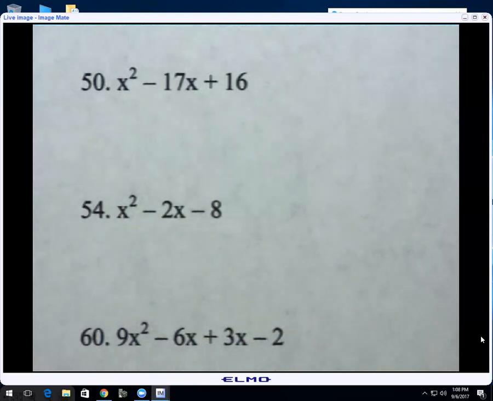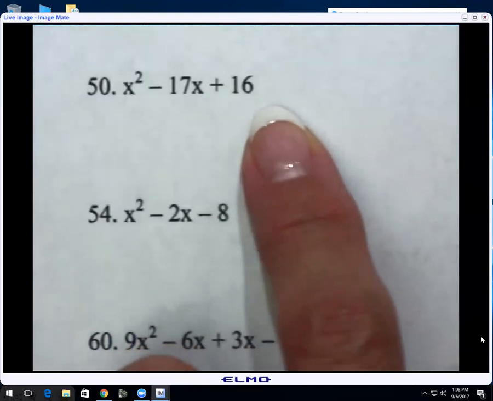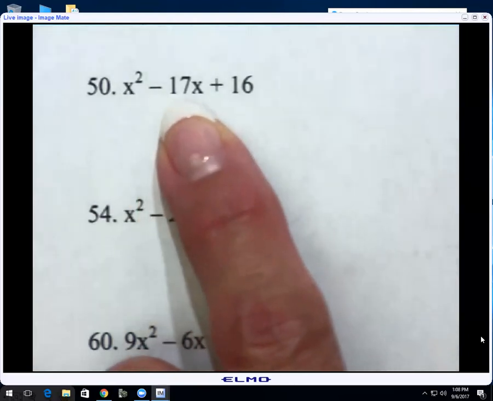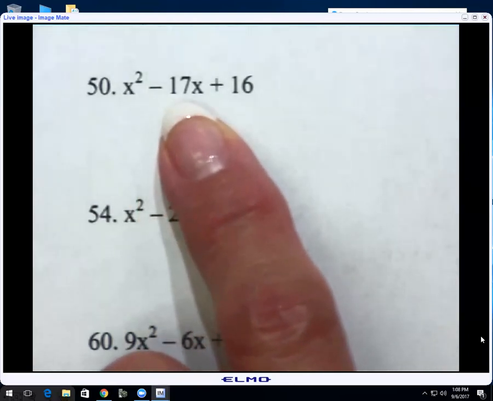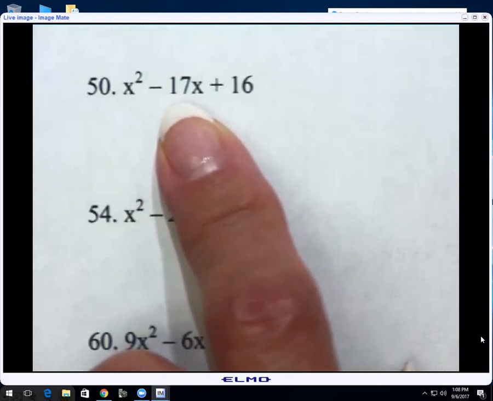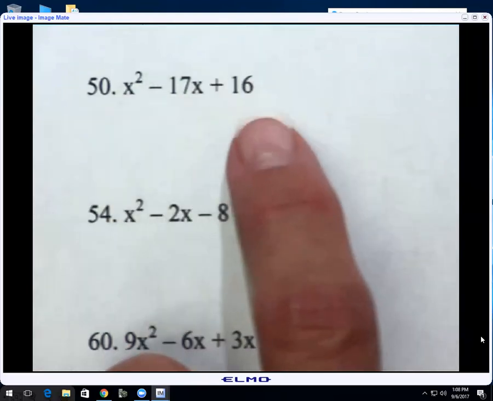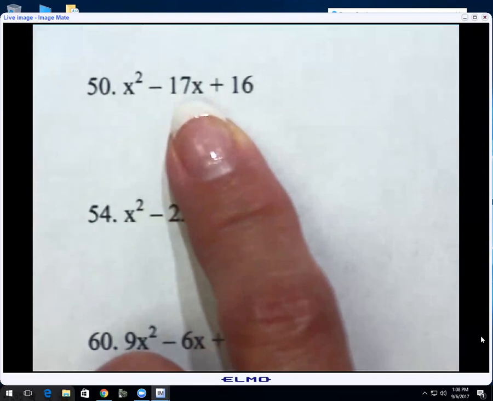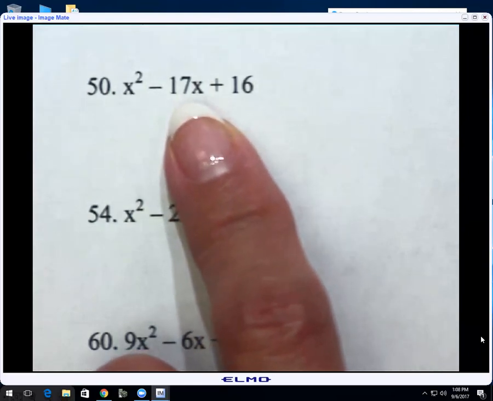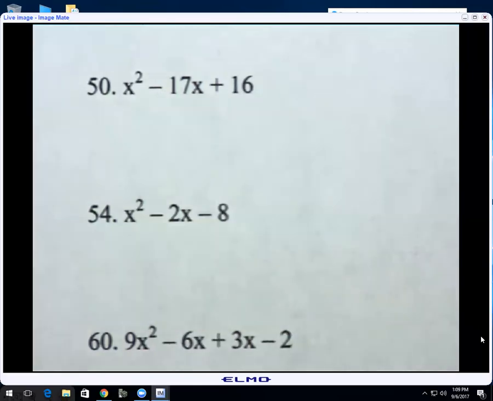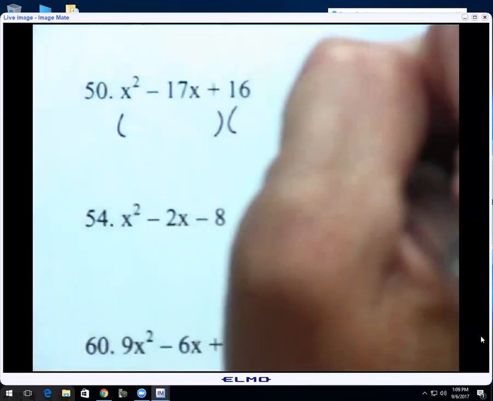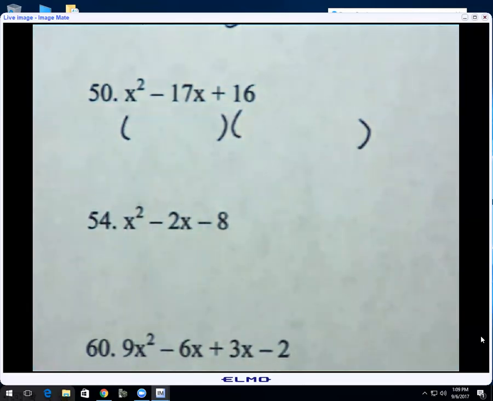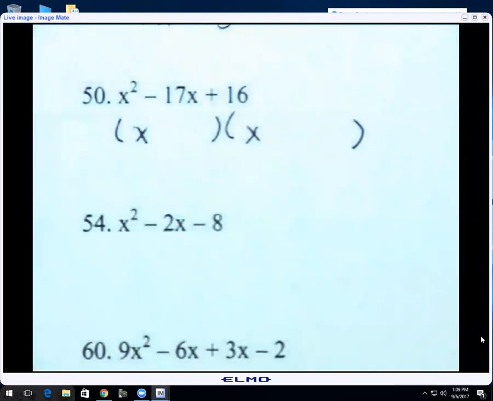The first term's a perfect square. The last term's a perfect square. But what would the middle term have to be in order for this to be a perfect square trinomial? You'd have to have x times 4 is 4x. You'd have to have 8x in the middle for that to be a perfect square trinomial. Since it's not, I'm identifying it as the easy kind. And since it's the easy kind, I'm just going to put down 2 parentheses and say x squared pretty much has to be x times x.